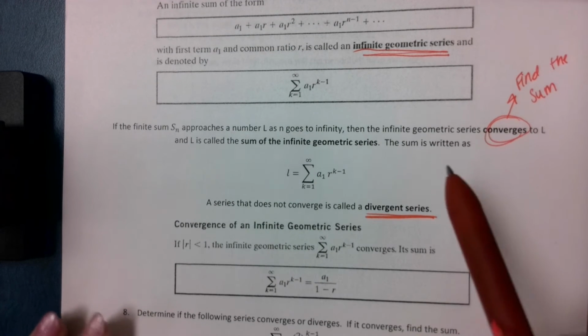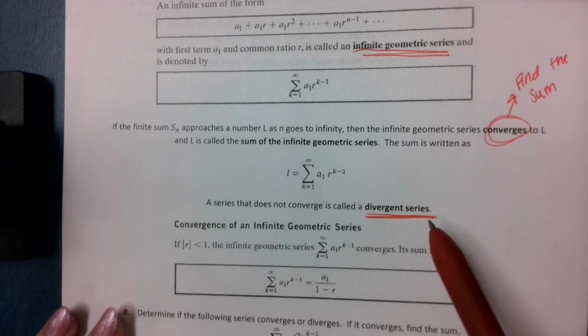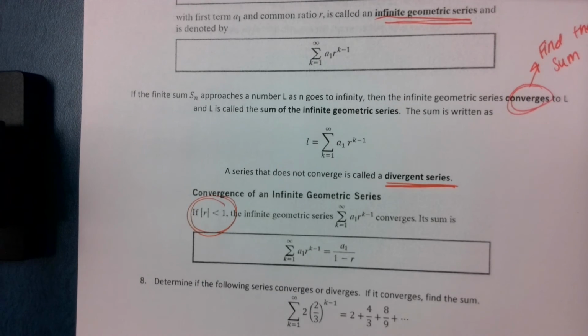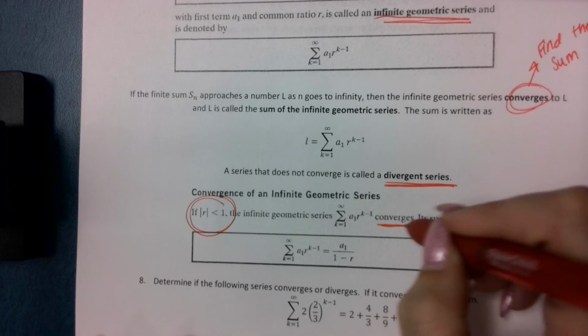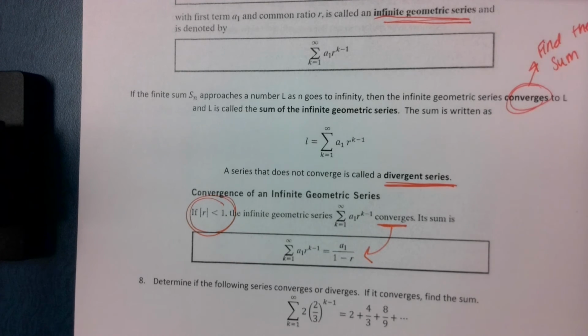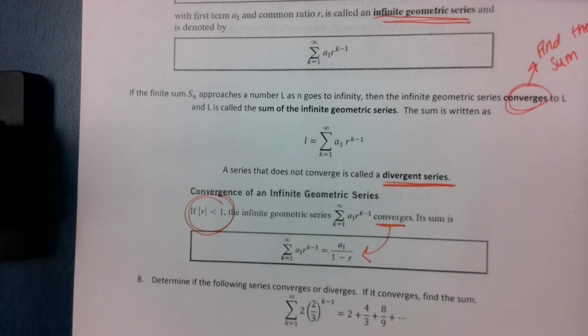So how do we tell if something converges or if something doesn't converge? Okay, so we can tell something converges if the absolute value of r is less than 1. So if it's less than 1, then that means it converges, and we can find the sum by using this formula here. So we're not going to use the sum formula from the previous page. We're going to use this new sum formula because it's an infinite series.